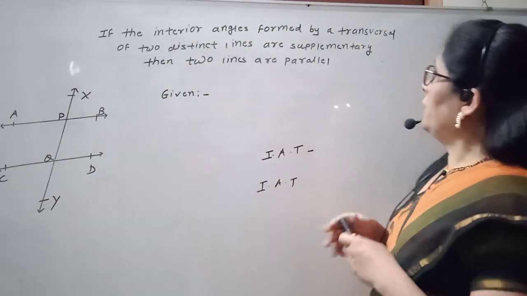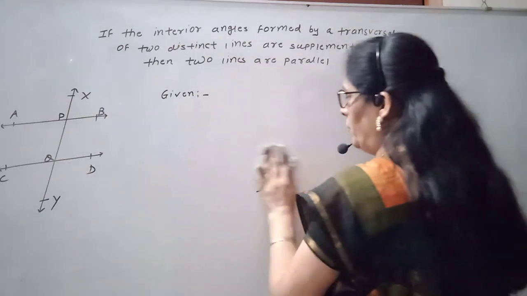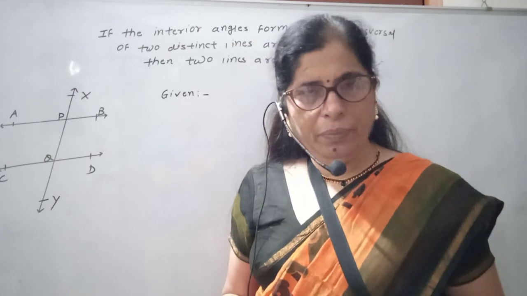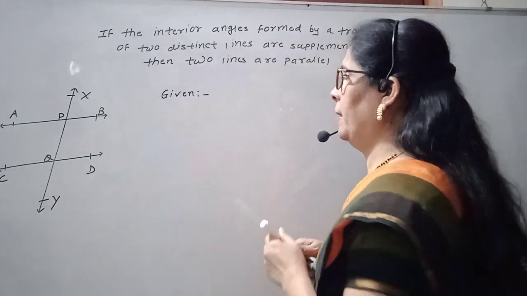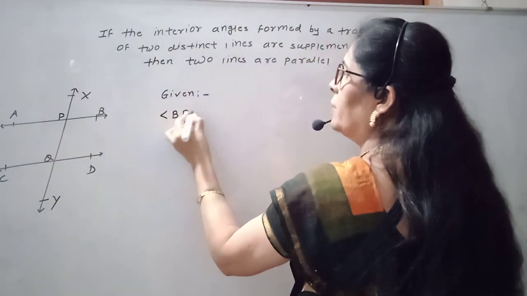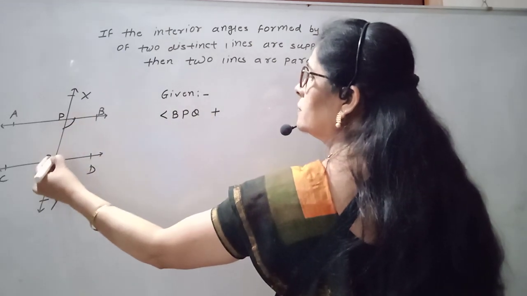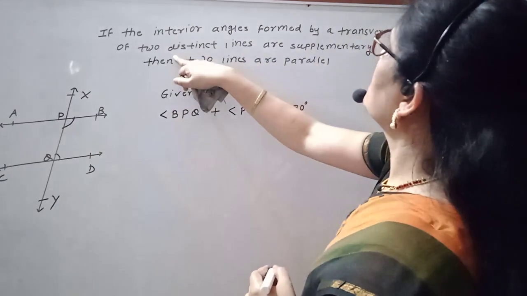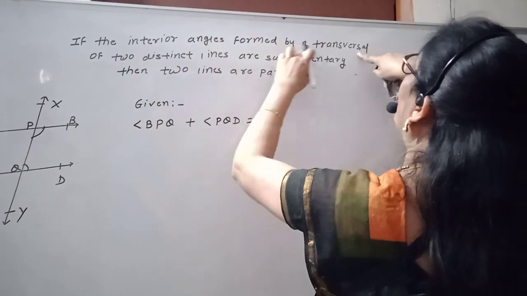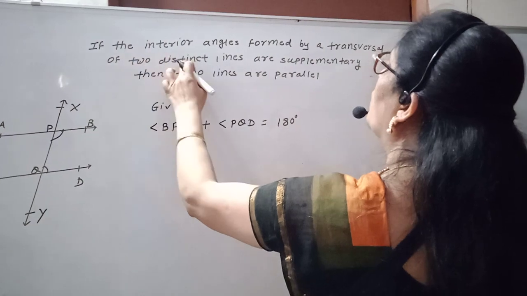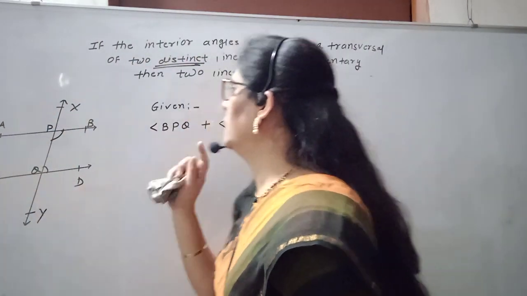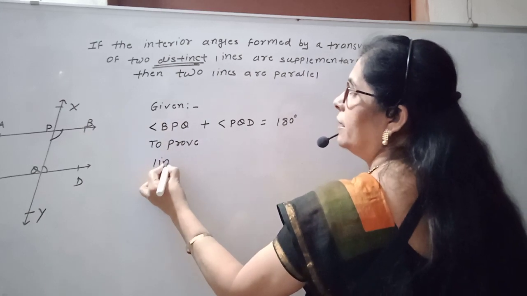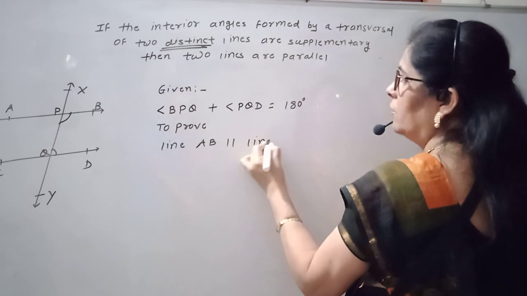Now what is given? Interior angles are supplementary. This is the property of interior angles, and here it is given that interior angles are supplementary, and we will prove that lines are parallel. Now given angle BPQ plus PQD, these are the interior angles, and they are supplementary angles. Interior angles formed by a transversal, this is the transversal of two distinct lines. AB is a line and CD is a different line. They are supplementary. Then what we will prove? To prove that line AB is parallel to line CD.